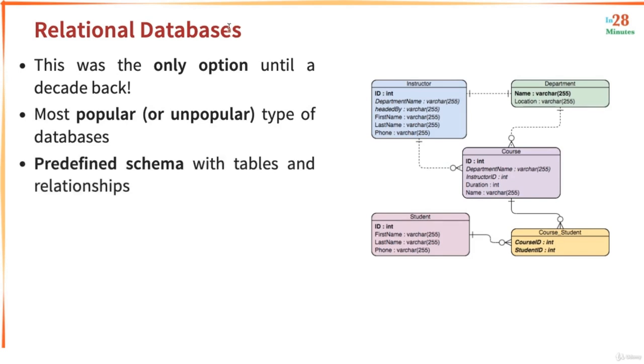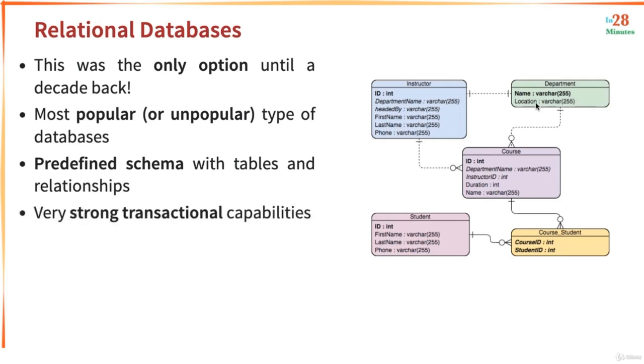In a relational database, you have a predefined schema. So you would say, I would have an instructor table with an ID, department name, headed by, first name, last name, and a phone. And I would have a course table which has a foreign key to the instructor. I would also want to have a foreign key to the department. What we are doing in here is to define a schema. This schema has tables, and the tables have relationships with each other.